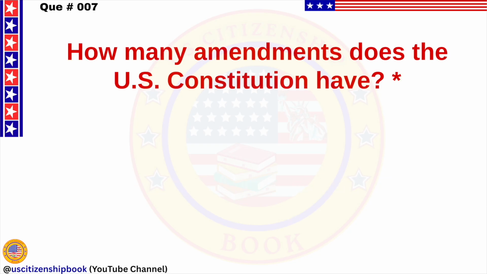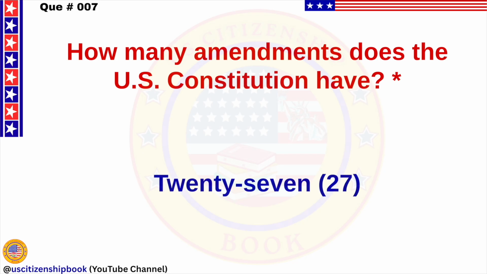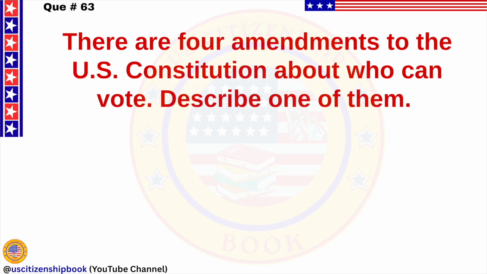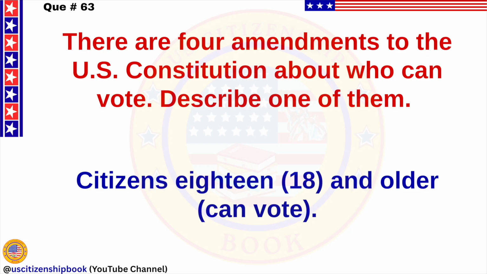How many amendments does the U.S. Constitution have? 27. There are 4 amendments to the U.S. Constitution about who can vote. Describe one of them. Citizens 18 and older can vote.